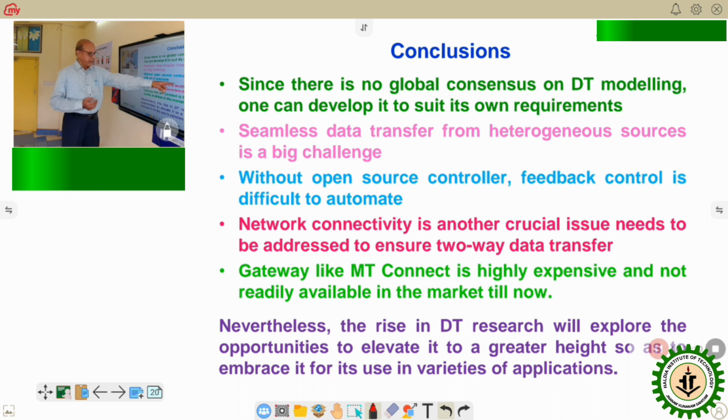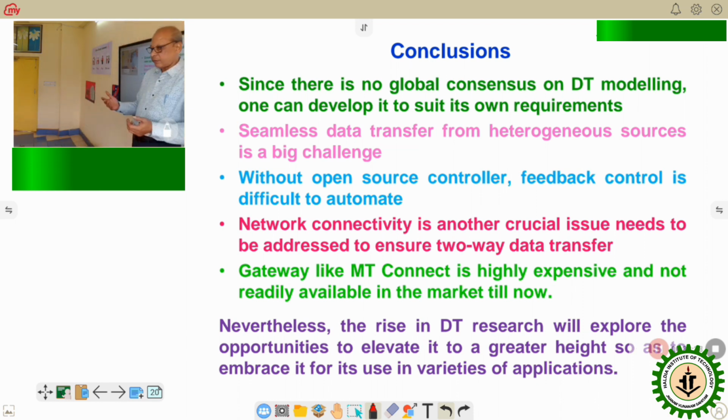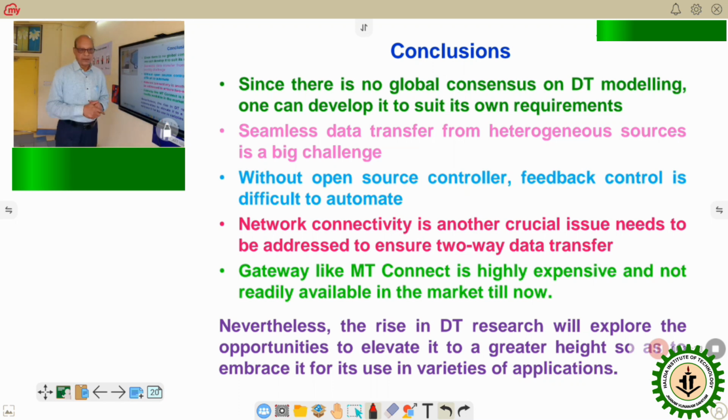Network connectivity is another crucial issue that needs to be addressed to ensure two-way data transfer. As you know from the difficulty we encounter on our mobile phones, quite often there is a disturbance or disruption in the net connection. So that connectivity obviously ought to be ensured, because that is the backbone of your data and information propagation.